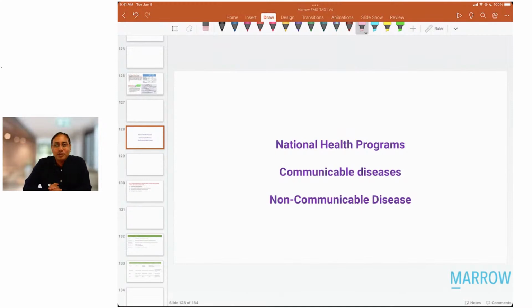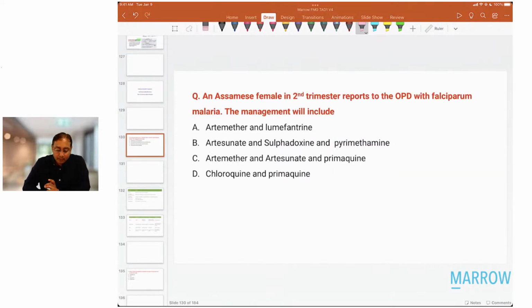Last topic to finish off the whole game, national health programs and communicable disease. Just a few minutes, and this will be the last section, national health programs. An Assamese female in second trimester reports to the OPD with falciparum malaria. Management will include, what do you think? So this is a female who is pregnant, Assamese female who is pregnant. Assamese means, of course, from Assam, but it is pertaining to the northeastern states. So now a female in northeastern states, she's pregnant and she reports with falciparum malaria.